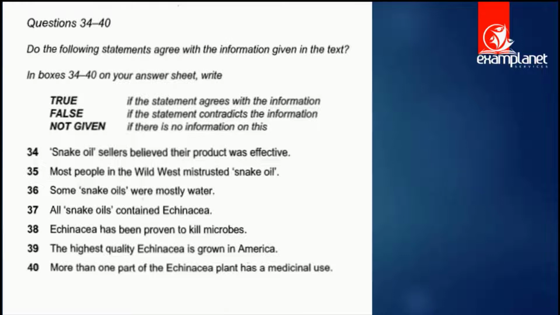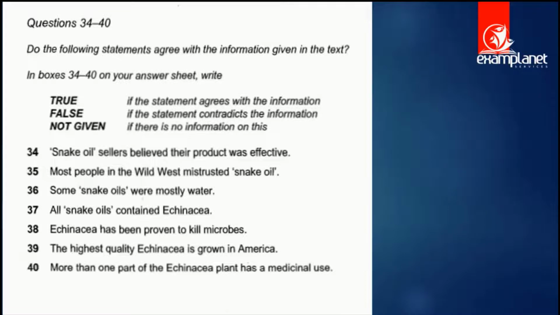For 38, it says echinacea has proven to kill microbes, and that's true, because we could see that in paragraph F. It talks about how effective it is against bacteria and protozoa. So the answer to that will be true.